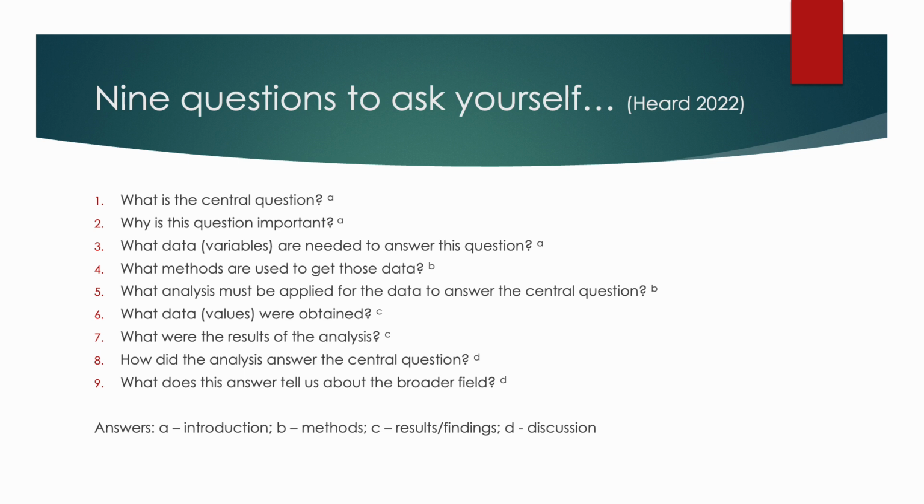5, what analysis must be applied for the data to answer the central question? 6, what data, values, or evidence were obtained? 7, what were the results of the analysis? 8, how did the analysis answer the central question? And 9, what does this answer tell us about the broader field? So if you go through this list and answer each item, you will have effectively filled out answers to your introduction, your methods, your results, and your discussion.